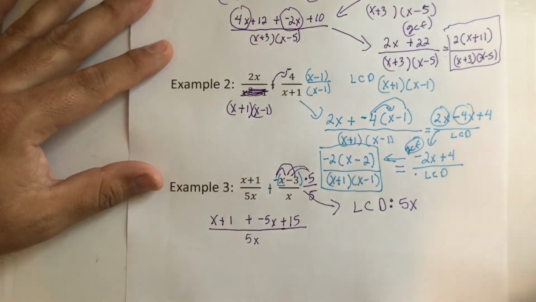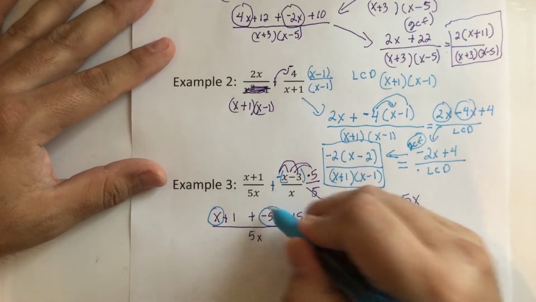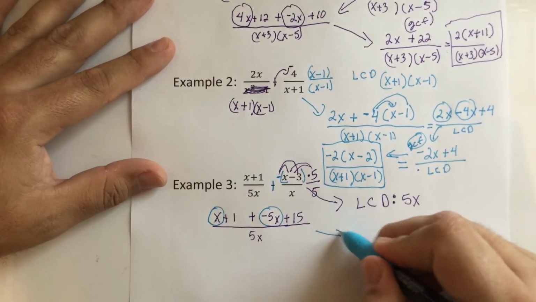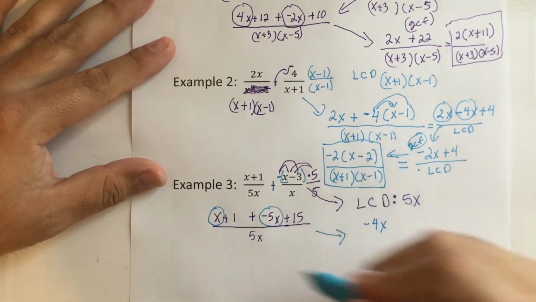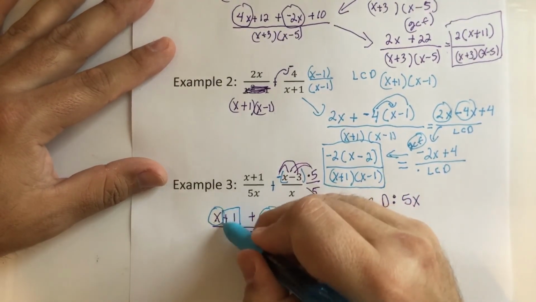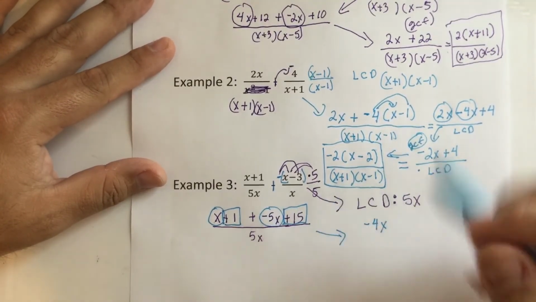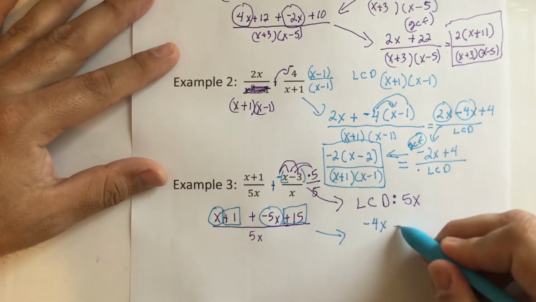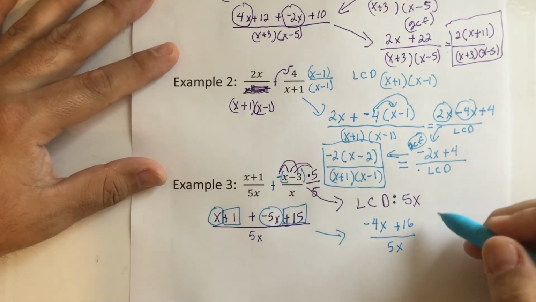Okay, and then I combine my like terms x and negative 5x. X plus negative 5x gives me a negative 4x. But guys, that's the only thing I need to combine. Now I have a constant. I have a 1 and a 15. So this gives me 1 and 15. That gives me 16 if I combine those two together. So plus 16 over 5x.